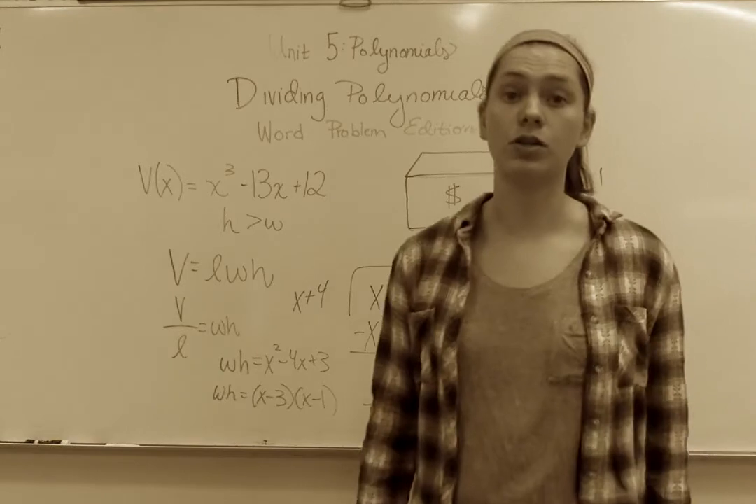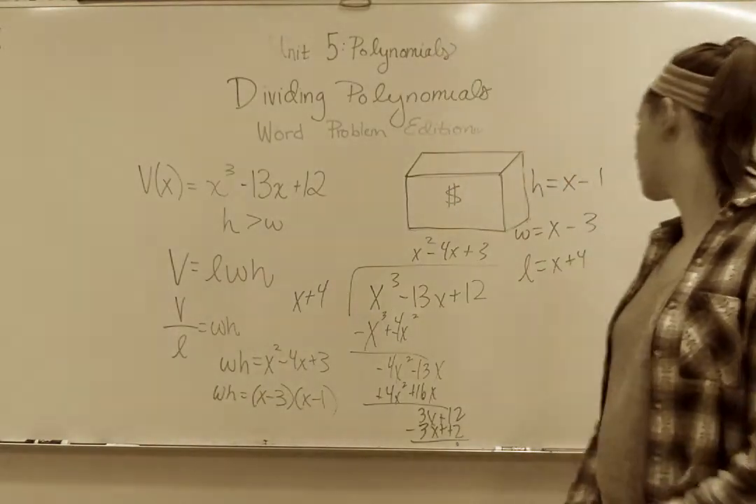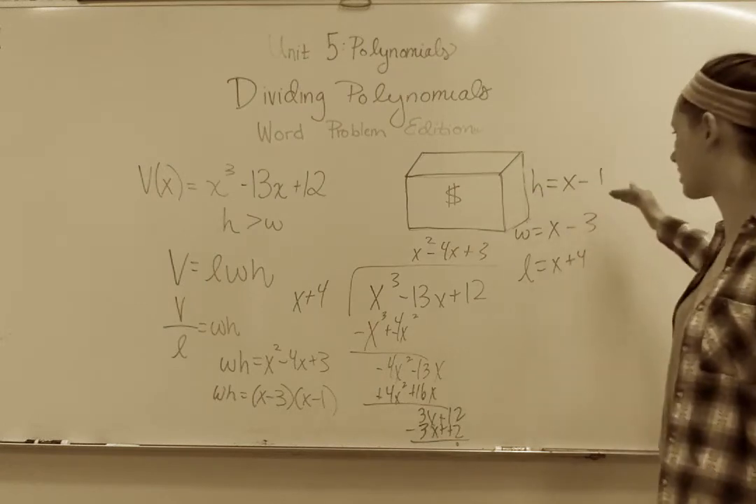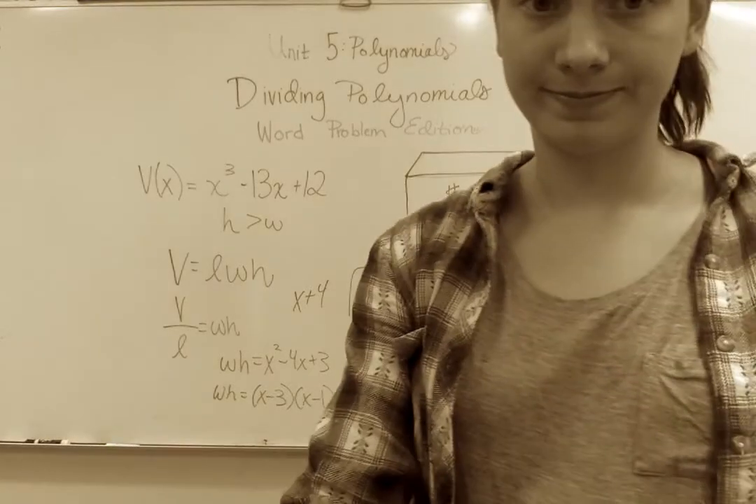How could you check that? You could multiply length times width times height and make sure we get our original volume. So I would take x minus 1, multiply x minus 3, and x plus 4 to make sure I get my final volume. Let's do that.